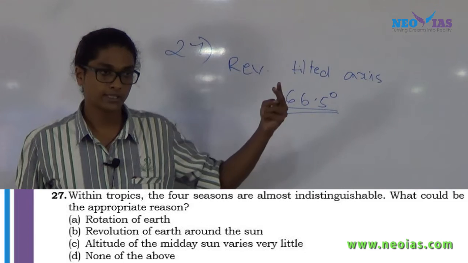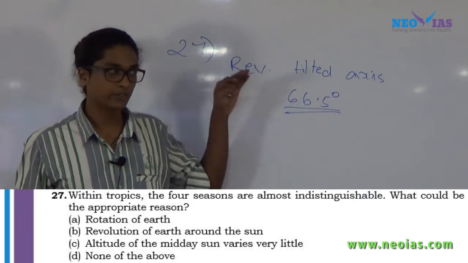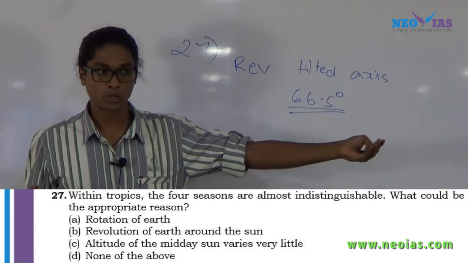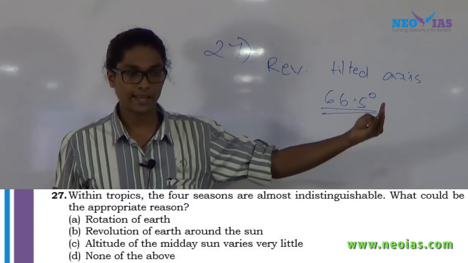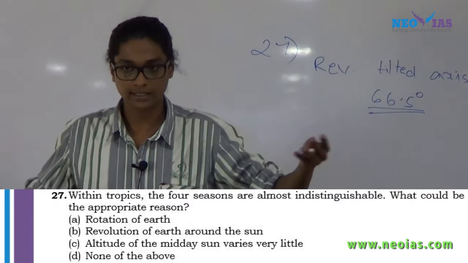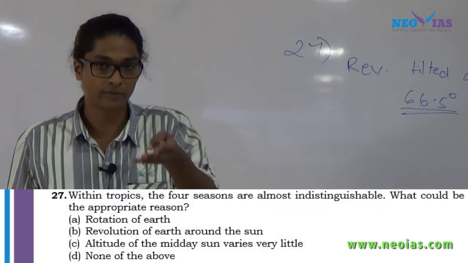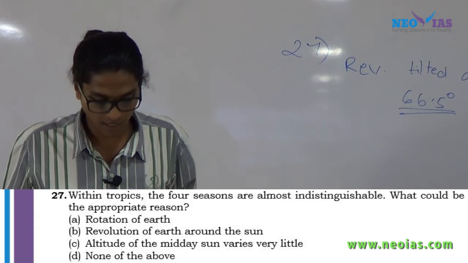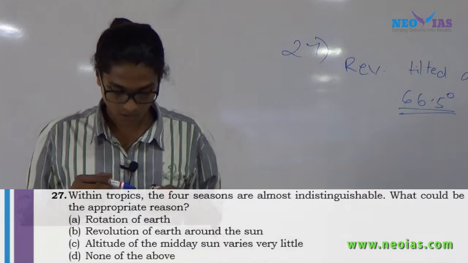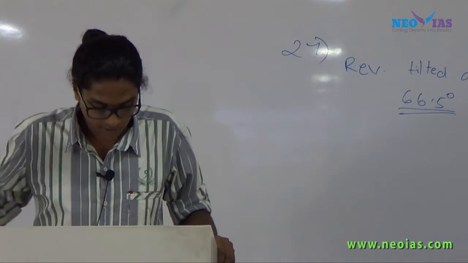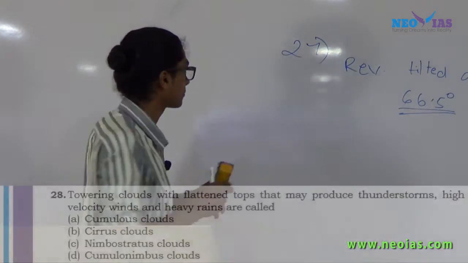And we already studied that there are three physical effects for this revolution on a tilted axis. The altitude of the midday sun varies, the varying length of daytime and nighttime, and the temperature difference according with seasons. Now, so the answer will come out as C. Any doubts? Okay. Now, see the 28th question.